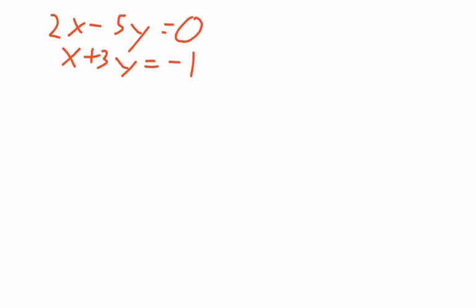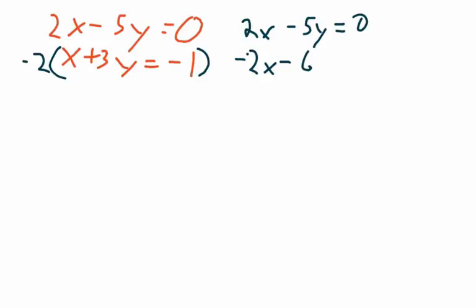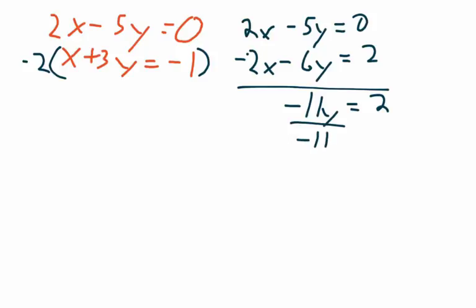In problem number 3, I rewrote the bottom one as x plus 3y equals -1 because I wanted the x's to be lined up and the y's to be lined up. And I'm going to multiply the bottom equation by -2. The reason I multiply by -2 is that way the x's will have one +2 and one -2. So minus 6y equals 2. So I got -11y equals 2. Y equals -2/11.